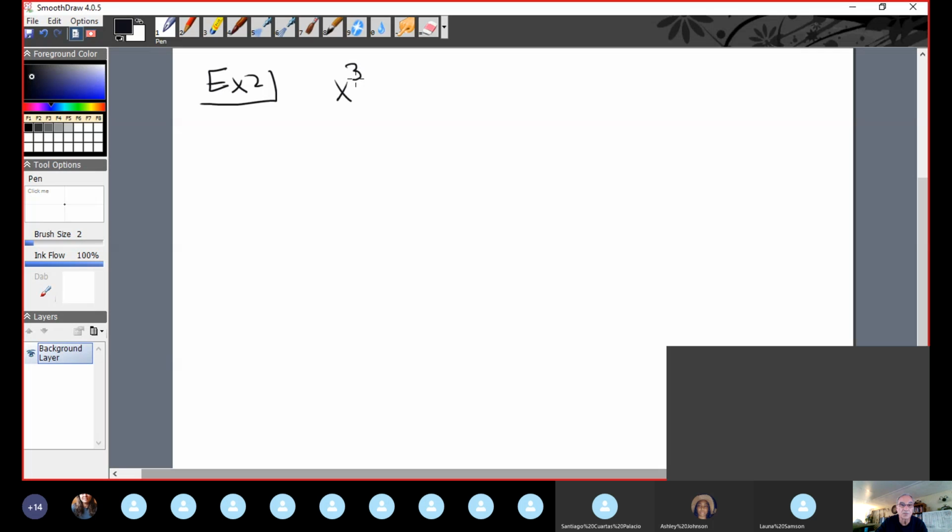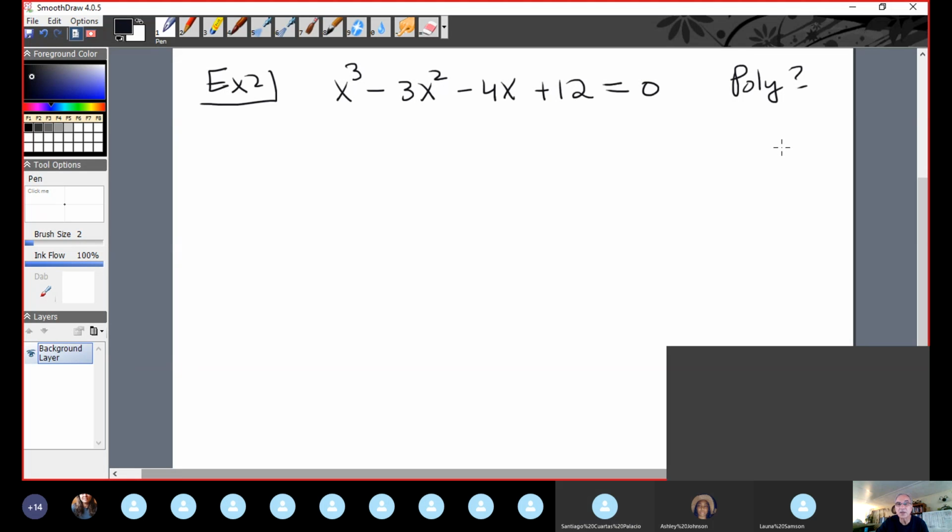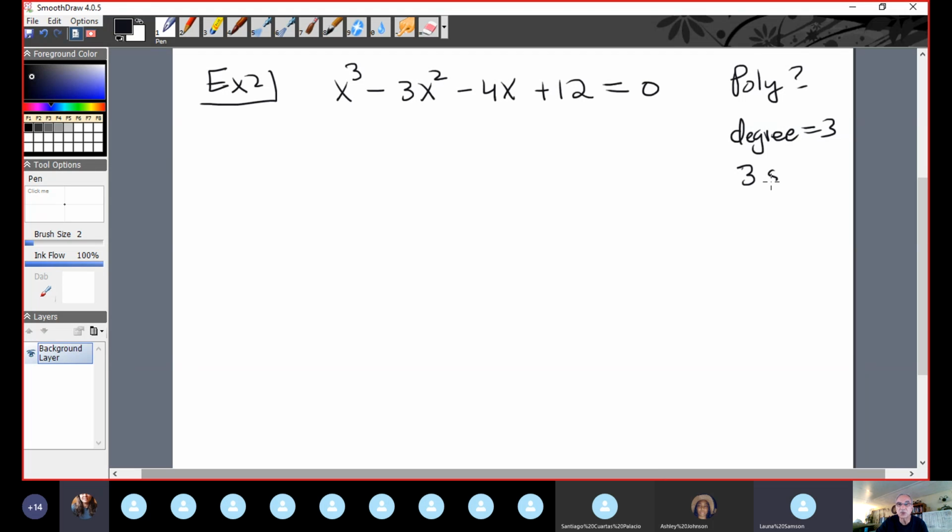Suppose x cubed minus 3x squared minus 4x plus 12 equal to 0. Question number 1. Is it a polynomial equation? Yes or no? Yes. Why? What is the reason? Because it has degree 3. So how many solutions do we expect when we finish? 3 solutions. Very, very well.